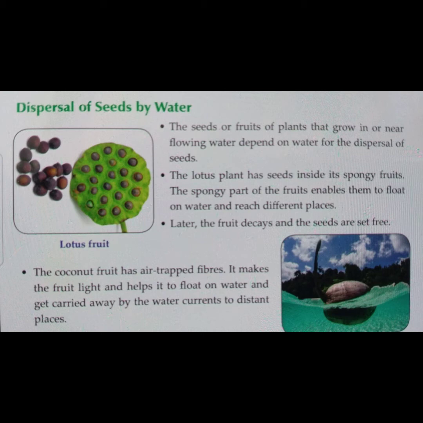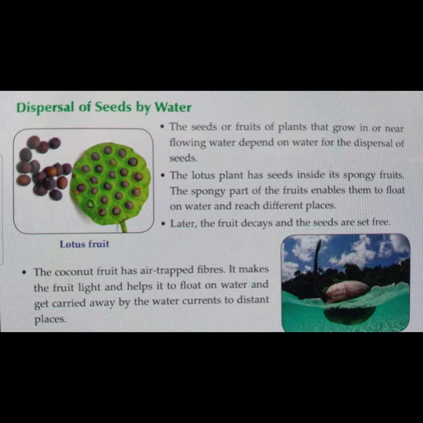The next thing is, we'll look into dispersal of seeds by water. So many seeds or fruits of plants that grow nearby water or in water are completely depending on water for the dispersal of their seeds. Now we will look into a few examples. So the first one is the lotus. The lotus plant has seeds inside a spongy fruit.